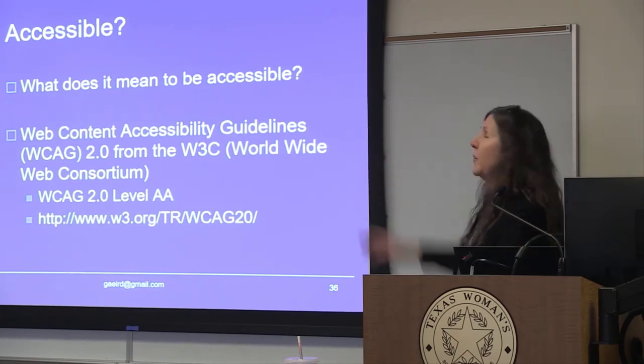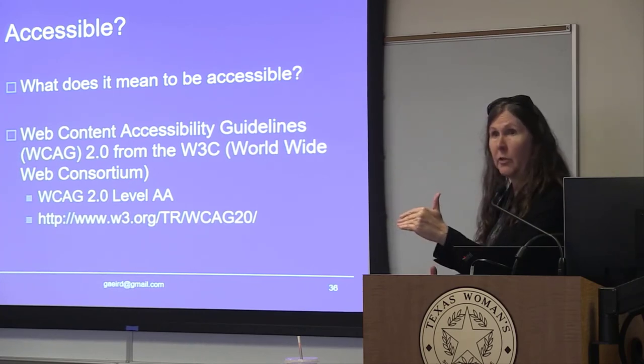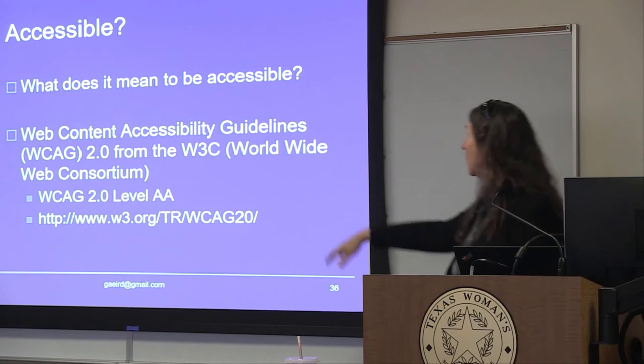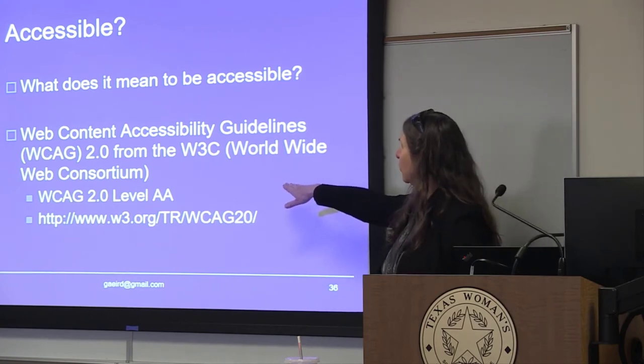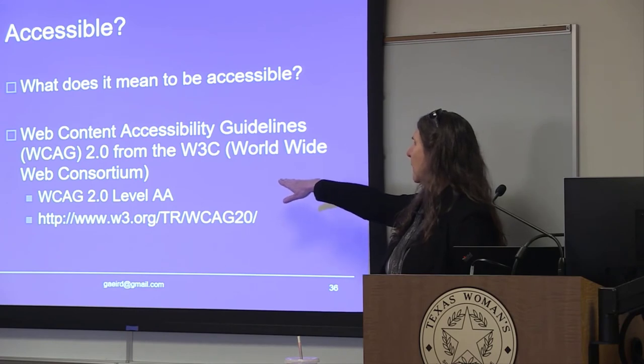People will say to me, what does it mean? Nobody tells me what it means to be accessible. Well, I just gave you the list. That's really what it means. But if you want the really, truly official guidance, it is WCAG 2.0 level AA.